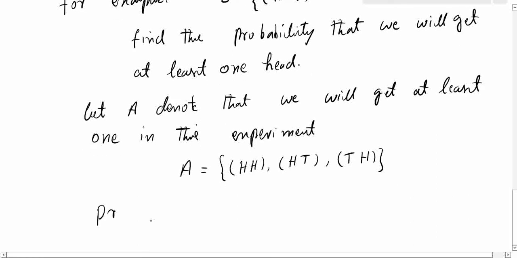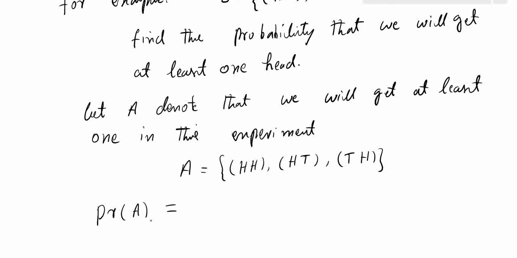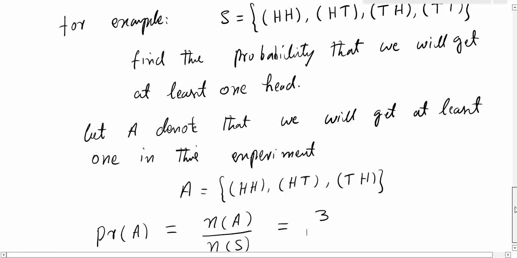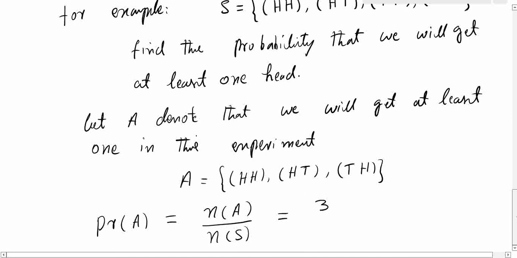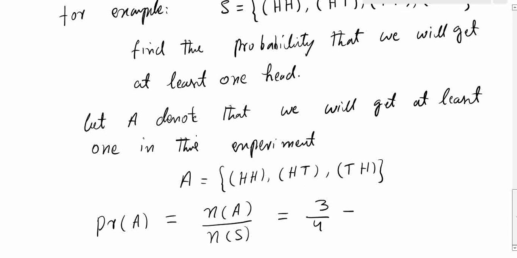Now the probability of A is the favorable outcomes divided by the total outcomes. We denote the favorable outcomes by N(A) and the total outcomes by N(S). Now you know that in this experiment the favorable outcomes are 1, 2, 3, so 3. And the total outcomes of this experiment, you can scroll up and see that we have 4 possible outcomes: HH 1, HT 2, TH 3 and TT 4. So you can get the probability using this definition. This implies that the probability of this event, at least one head, is 3 divided by 4.